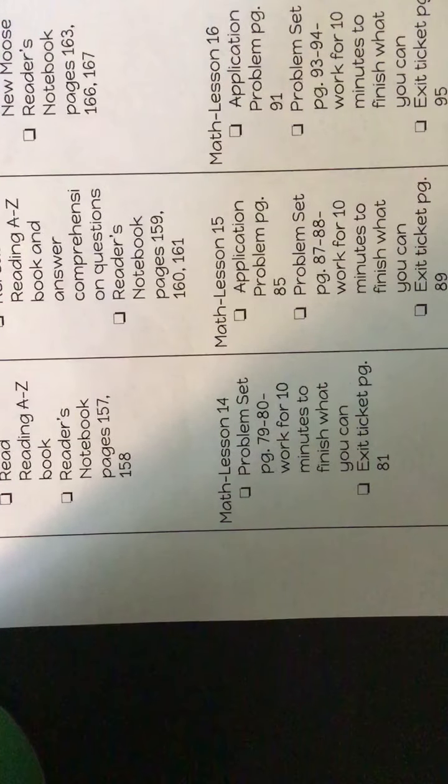I'm going to go ahead and record a lesson for you guys this evening in case you are wanting to get started. Your reading is going to be reading your A to Z book and then doing Reader's Notebook pages 157 and 158. 157 is words with O-O, E-W, U-E, and O-U. You're going to put the letters together and write the words with the vowel sounds you hear in zoo. And then the bottom is now use the words you wrote above to complete the sentences below.